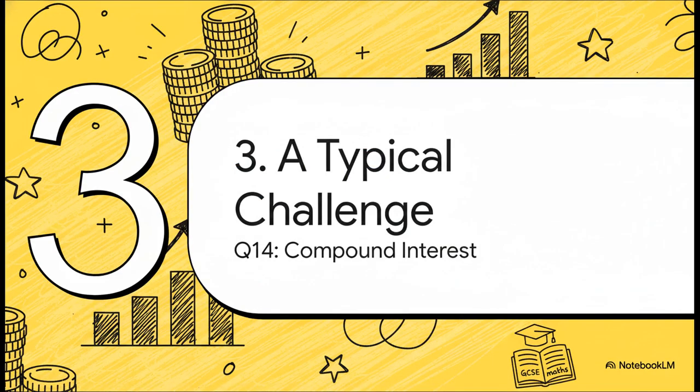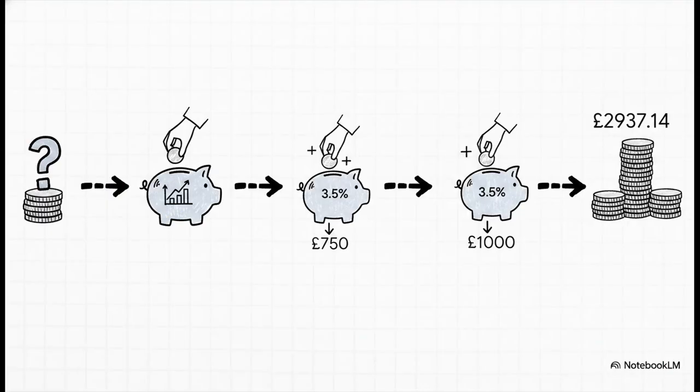So let's put this into practice with our case study for today. We're looking at question 14 from the paper. It's a classic multi-step problem all about compound interest. All right, here's the full question. So Kim invests some money. It earns interest. She takes a chunk out. It earns interest again. She takes out another, bigger chunk. We know our final balance, and our job is to figure out what she started with. It looks a bit complicated, right? But trust me, there's a very clear path through it.